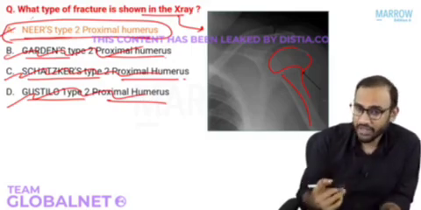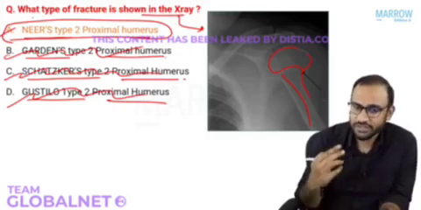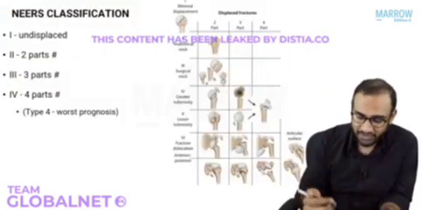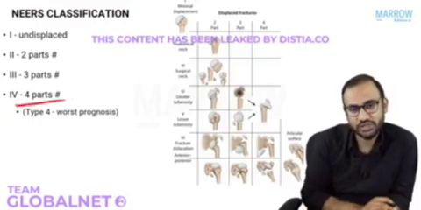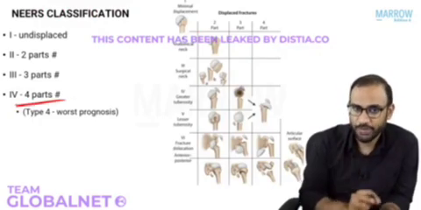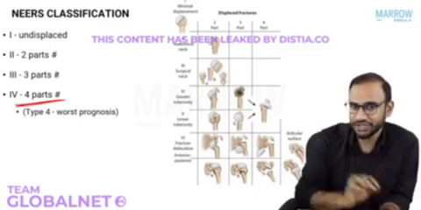Remember, Neer 1 is an undisplaced fracture, Neer 2 is a 2-part fracture, Neer 3 is a 3-part fracture, Neer 4 is a 4-part fracture, and it has highest chances of avascular necrosis and it has worst prognosis. And the 4 parts are head of the humerus, GT, LT, and the shaft of the humerus.